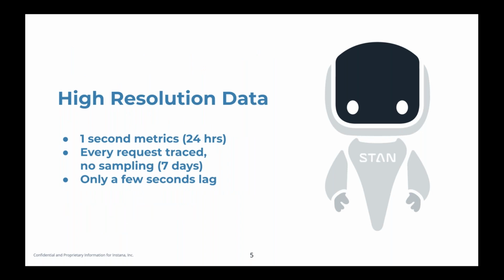So Instana has very high resolution data. The metric data comes in at 1 second granularity and is retained for 24 hours. And every single request is traced. There's no sampling either at the front or at the back. And every request is maintained, or every trace of every request is kept for 7 days. And all that happens with only a few seconds lag behind real time.